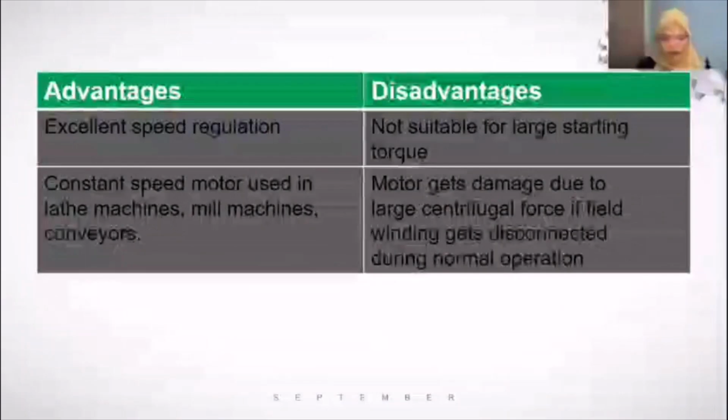For the next one, the advantages for shunt are excellent speed regulation, and it is a constant speed motor used in lathe machines, mill machines and conveyors. The disadvantage for shunt is that it is not suitable for large starting torque. And the motor gets damaged due to large centrifugal force if the field winding gets disconnected during normal operation.